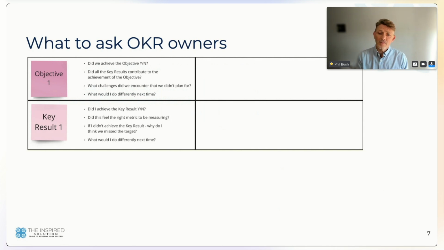And what we want them to think about is to reflect on the progress. We need them to reflect on the metric. So was it the right metric? Did we pick the right measure? If they missed the metric, why did they miss it? Again, what would they do differently? So just prompting that thinking in advance.